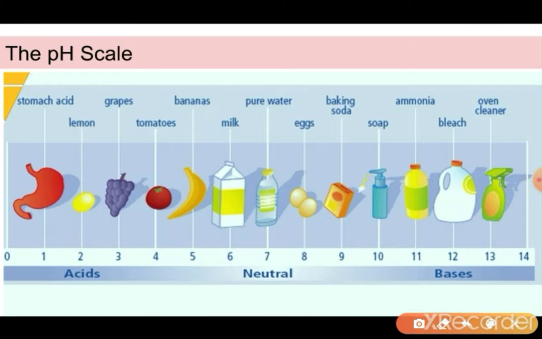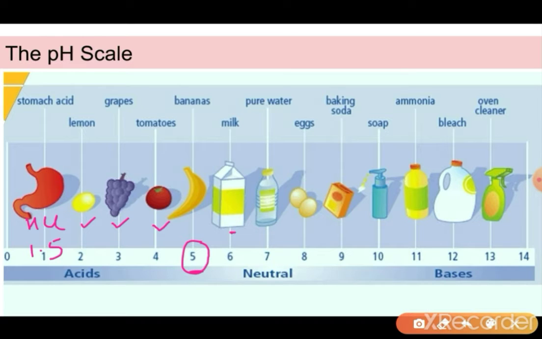Now the hydrochloric acid, which has a pH of around 1.5, is a strong acid. Then lemon juice has a pH of around 2. Grapes have a pH of around 3. Tomatoes have 4. Bananas do not give a sour taste, but actually they also contain a small amount of very mild acid. That is why they have a pH of 5, and pH 5 means weak acid.